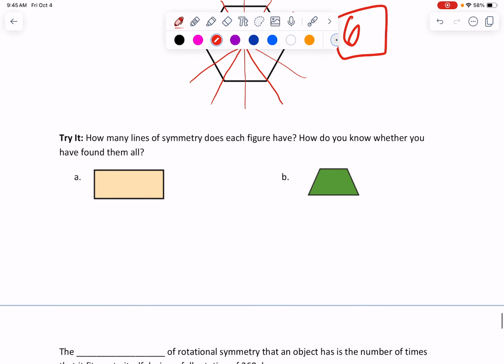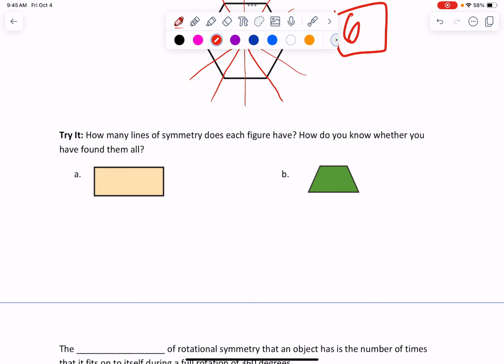All right, really quick, pause this video, okay, and try these two to determine how many lines of symmetry. Pause it now.